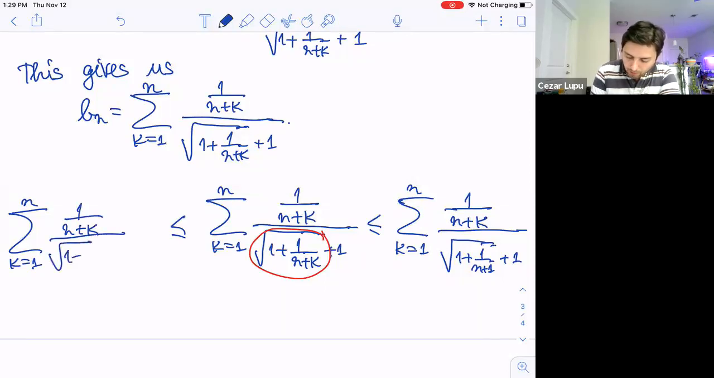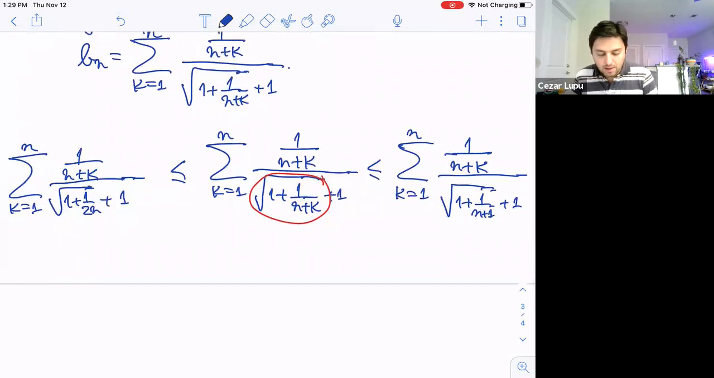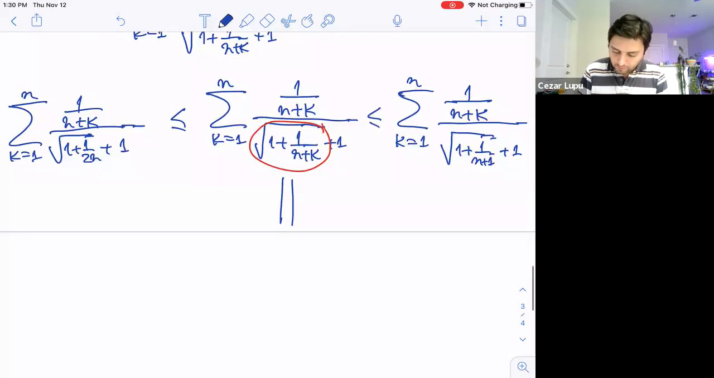The square root of 1 plus 1 over 2n plus 1. Right? Agree with me? I hope I didn't make any mistakes in the computations. Or if you want, let me write it again. So this guy is our sequence.